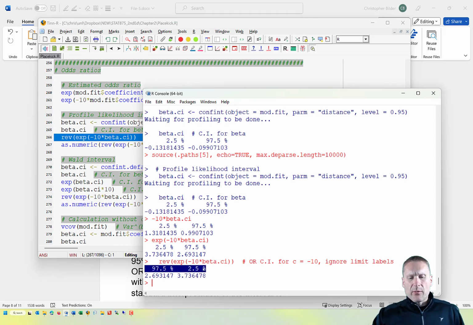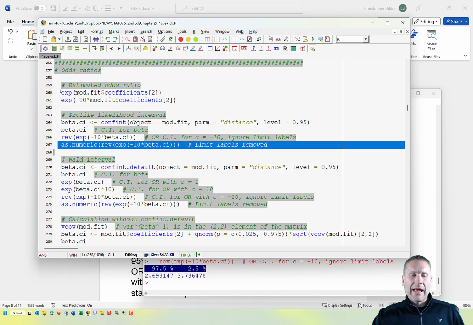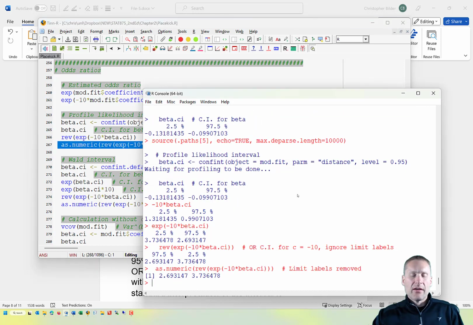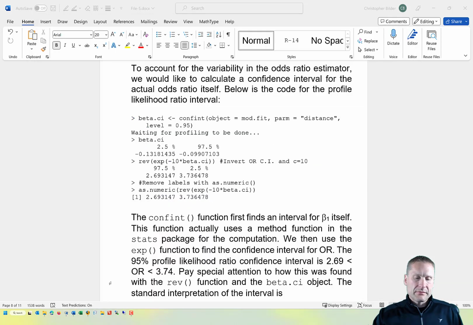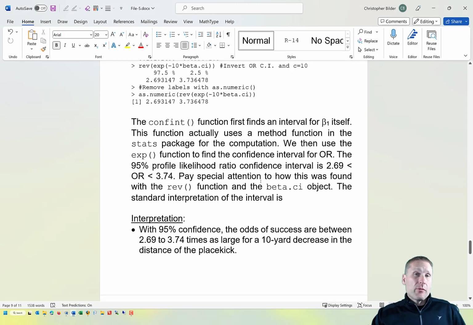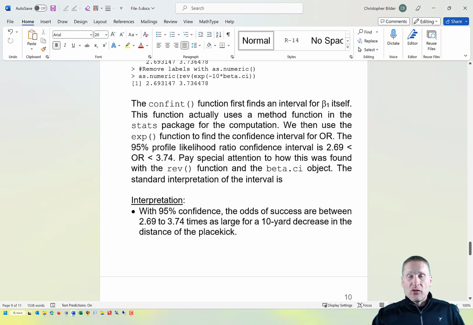Notice R puts some labels with this that don't necessarily make sense in this particular case. So to remove those labels, I can use the as.numeric function, which says, okay, just simply treat this as numerical values. I don't care about any labels that are there. So that's how I do my profile likelihood ratio interval. It's not too difficult to do. Once we get into more complicated forms of odds ratios, though, then it will become more difficult, and stay tuned for that.